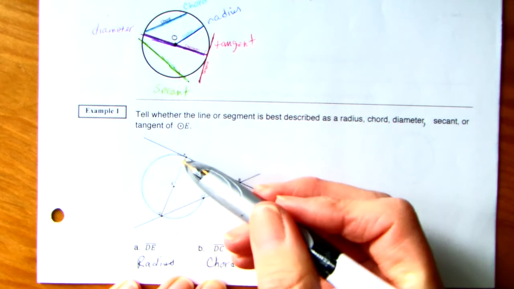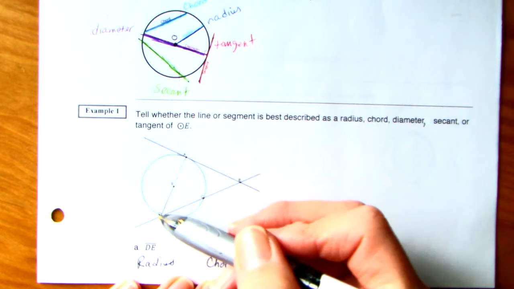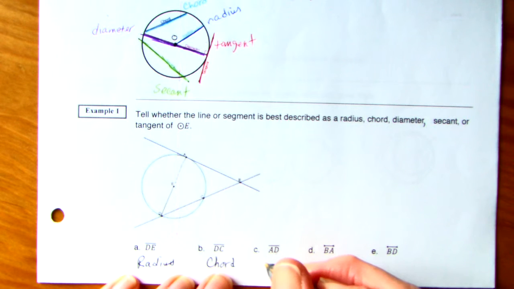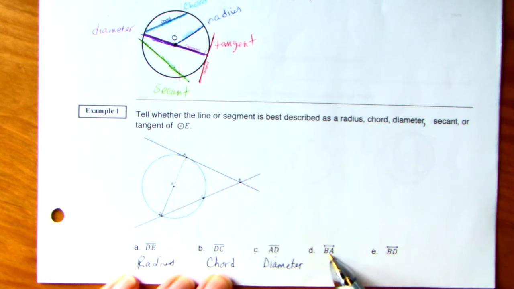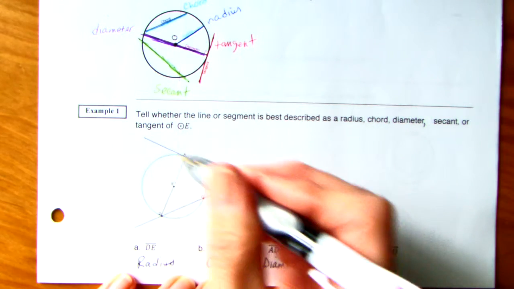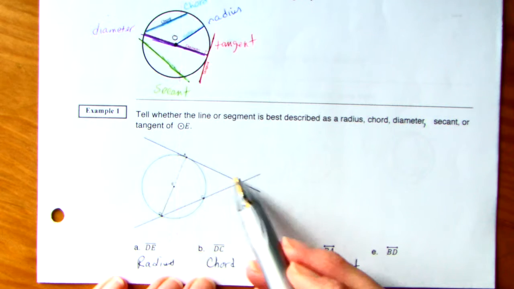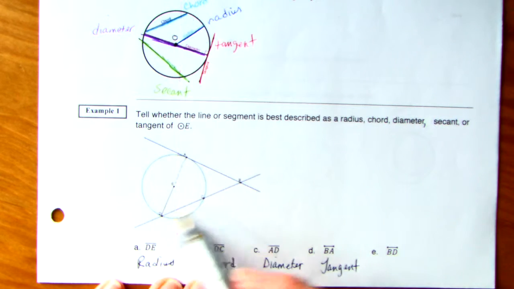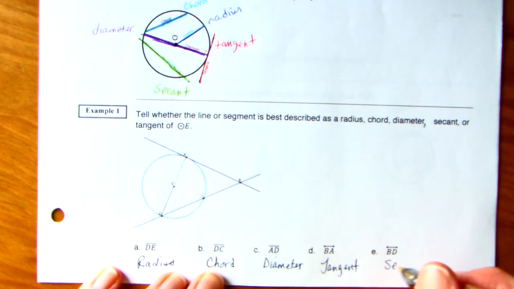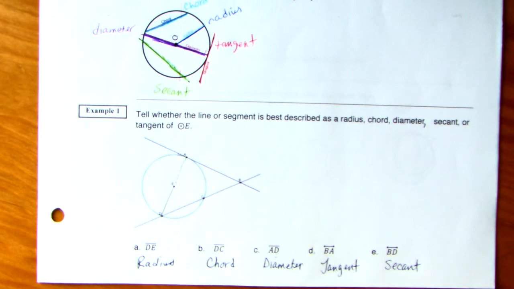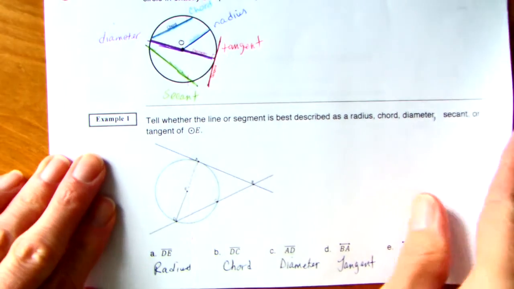Segment AD. It goes through the center. That would be your diameter. Ooh, line BA. Line BA, it touches the circle in one spot. That's your tangent. And last but not least, line BD. It hits the circle in 2 spots. That's your secant. So you definitely will see these 2 statements as trigonometric functions. They all relate. They really do.